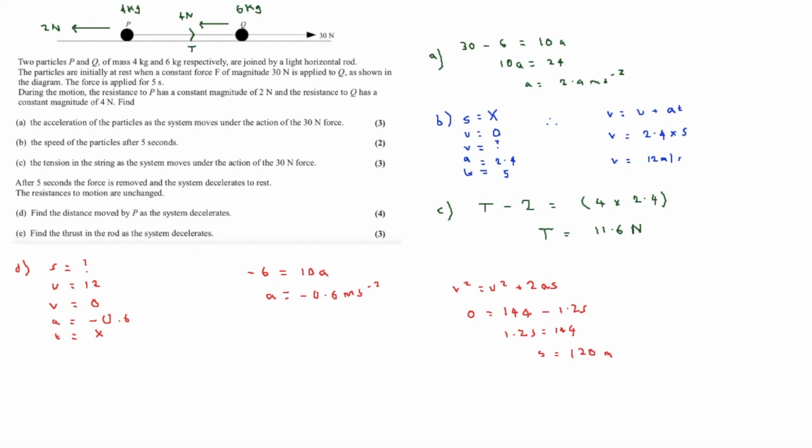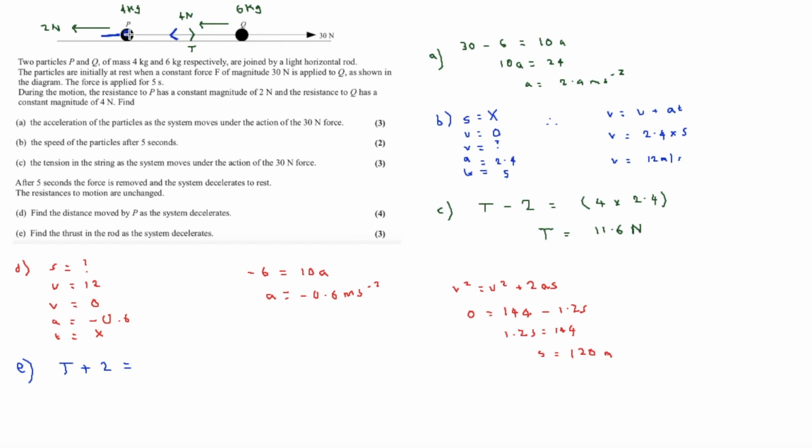Right, final question now is asking about finding the thrust in the rod as the system decelerates. So this time, thrust is going to be acting in this direction as it's pushing this forward, and then we have this 2 newton here. So that means that both of them will be acting in the same direction. So we can say that thrust plus 2 is going to be equal to ma. Obviously F is equal to ma. We've got m is going to be 4. We're just treating it as P this time.